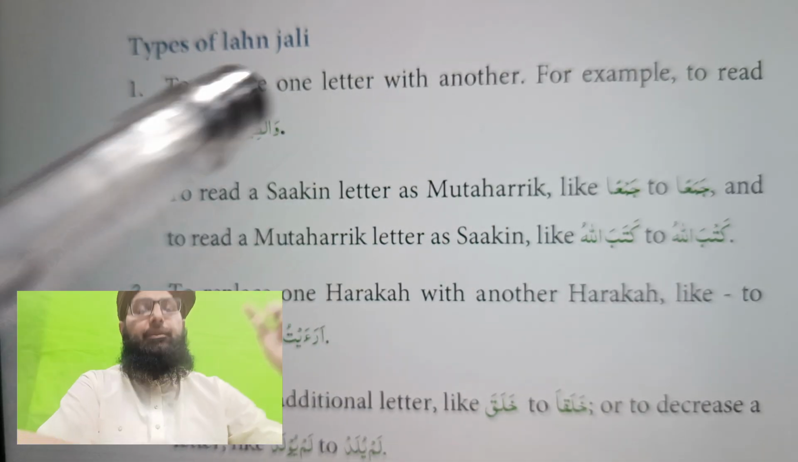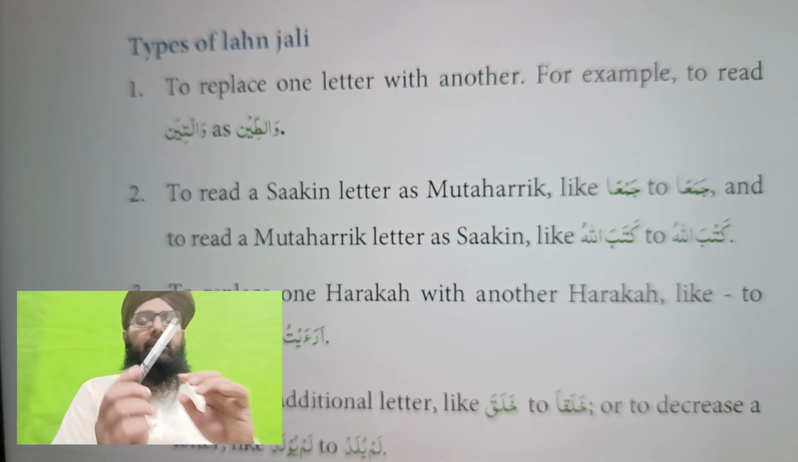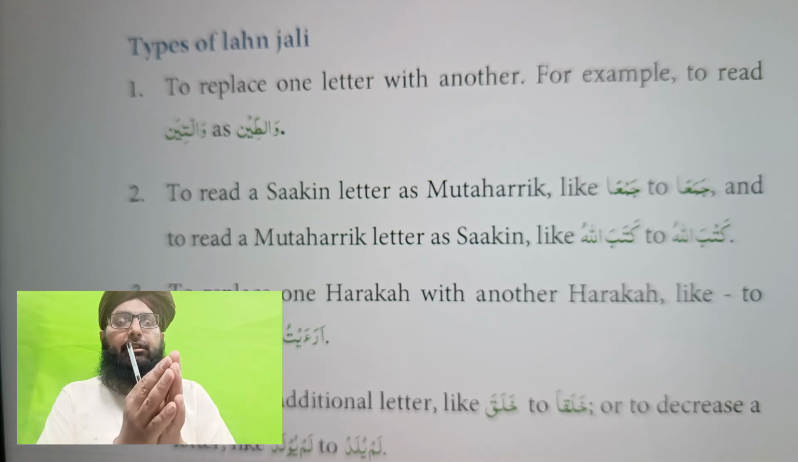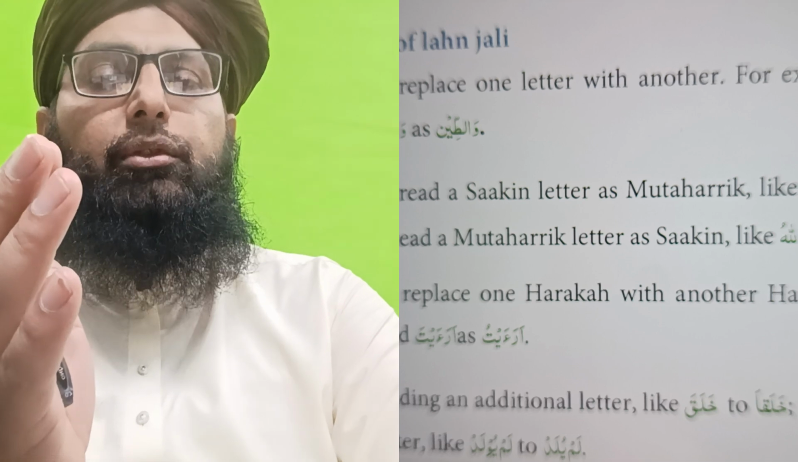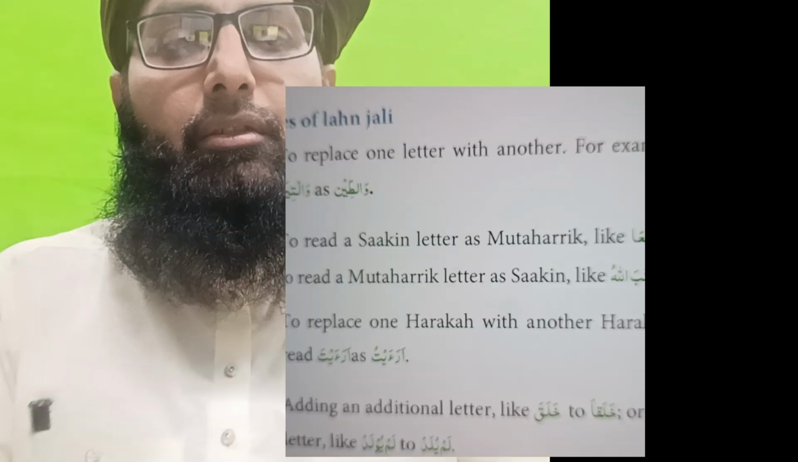Types of Lahn Jali. Number 1, there is a mistake. This is not types; it is the cases and examples of Lahn Jali. You can say it, but basically these are examples and some cases of Lahn Jali.